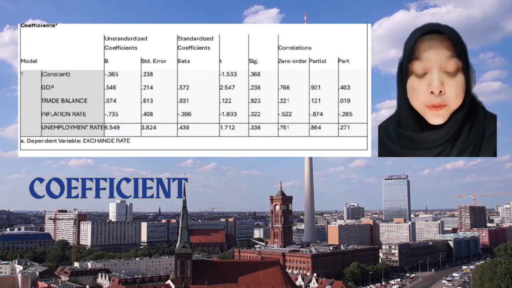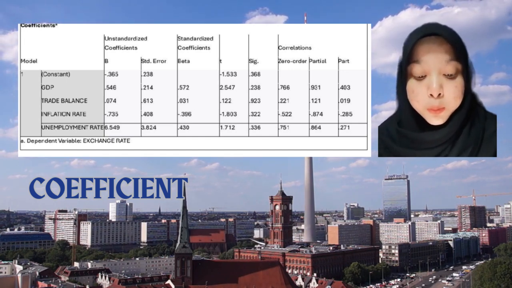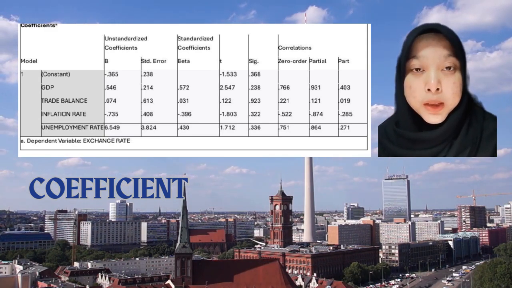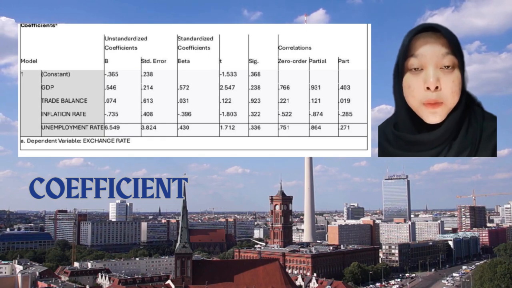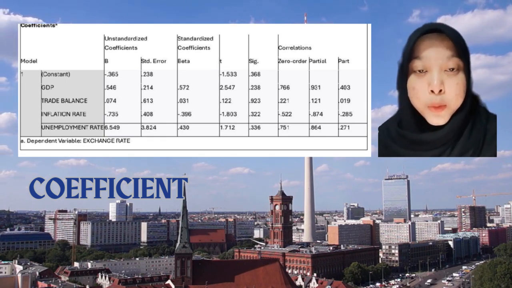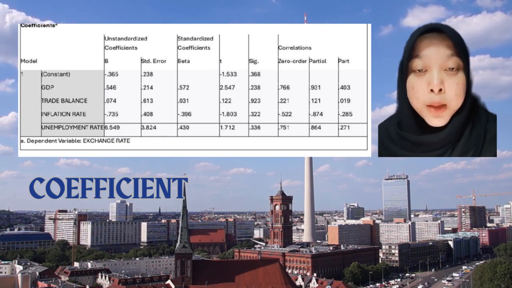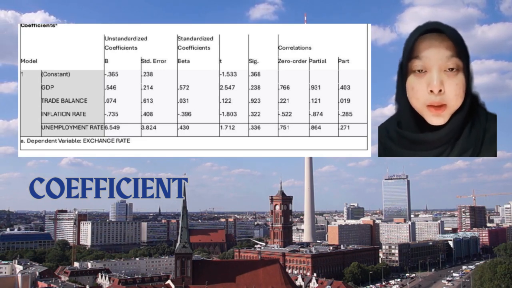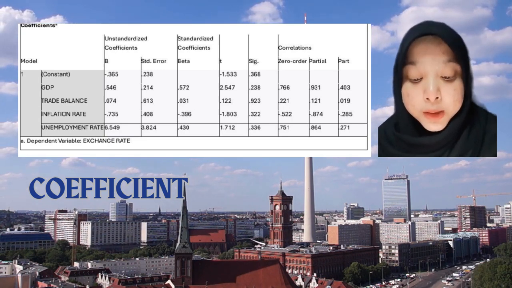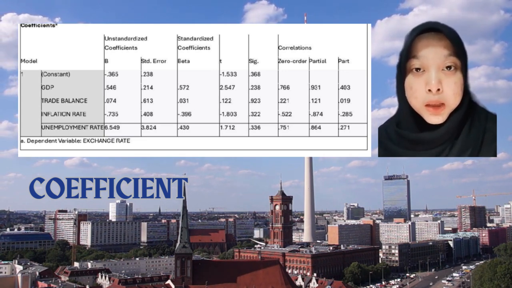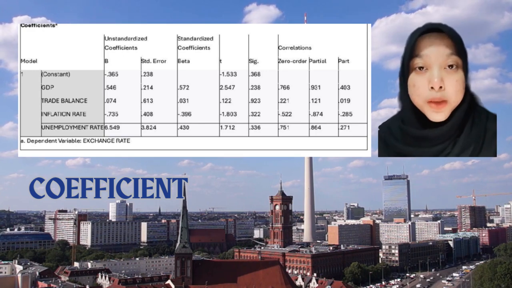The standardized coefficient beta gives us a way to compare these variables more easily. Here, GDP has a relatively strong influence with a beta of 0.572, while trade balance shows a weak connection, with a beta of 0.031. When we look at the t-values and significance levels, it appears that none of these factors are statistically significant because the p-values are over 0.05.